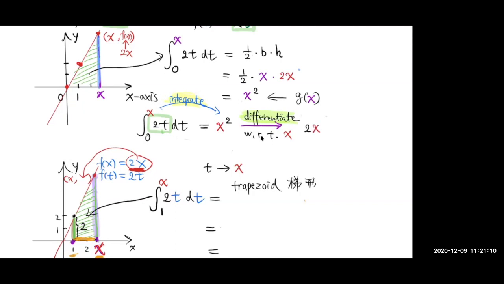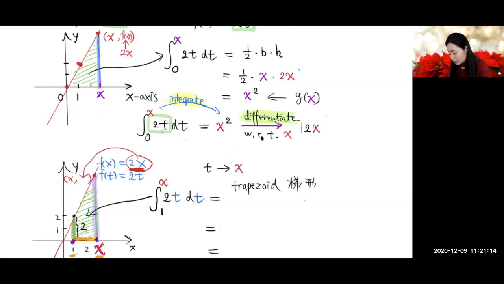And you see what happened over here. The function that you end up with is the same function that you integrated in the beginning. It's just a different variable. f of t equals t or f of x equals x is the same function. So integrating this continuous function from a constant to x, and later differentiating that function with respect to x, you end up with the same function that you started with, just with x replaced by t.